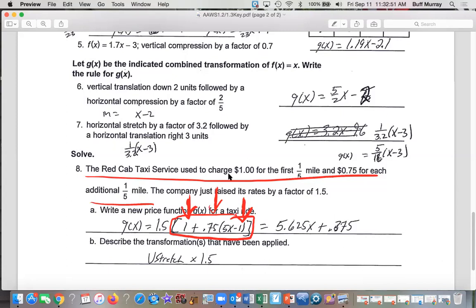Now, if the company raises rates by a factor of 1.5, that's a vertical stretch by 1.5, and that accounts for that. You can leave it like I have written in red there. I did a little algebra and it looks like that. You don't have to do that. But that is a tough question.